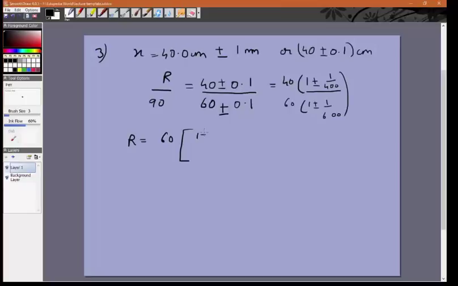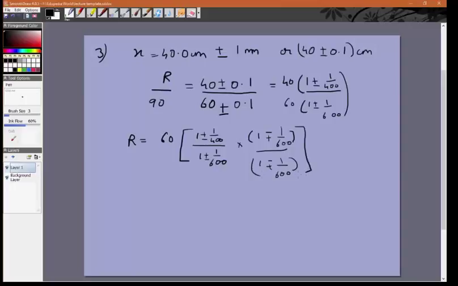So here we have 1 plus minus 1 by 400, and here we have 1 plus minus 1 by 600. Now you know what we do in these situations. If the denominator is 1 plus 1 by 600, we multiply the numerator and denominator by 1 minus 1 by 600, or the opposite one. And then we just remove the second order things. We'll take 1 and 1 by 400 or 1 by 600 multiplied by 1, but the product of these two terms, or the square of one term, we'll neglect because it will be very small.